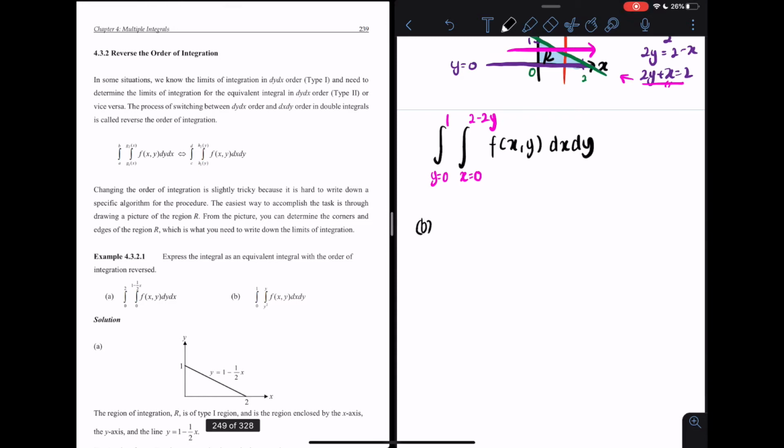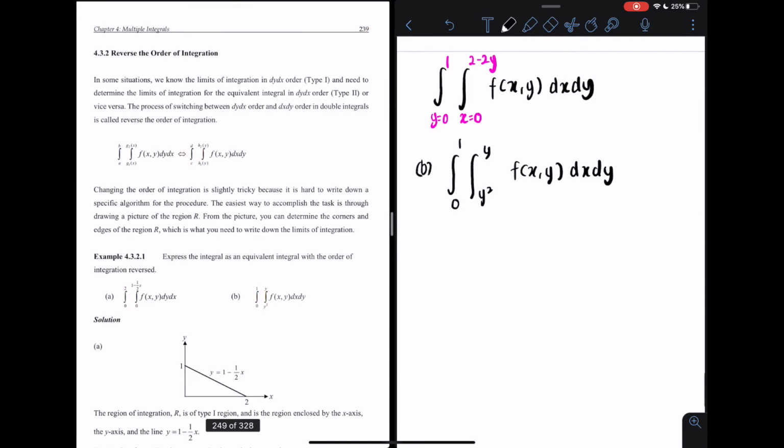Example B is given to you as a double integral, with y squared until y and 0 until 1, for function f(x,y) dx dy. Again, this question never asks you to solve the integral because function f(x,y) is unknown, so you cannot solve the problem. So we just want to test whether you know how to transform from a type 1 integral to a type 2 integral, even though eventually it will give you the same answer, but the arrangement will be quite different in terms of limits. Okay, so right now what should I do?